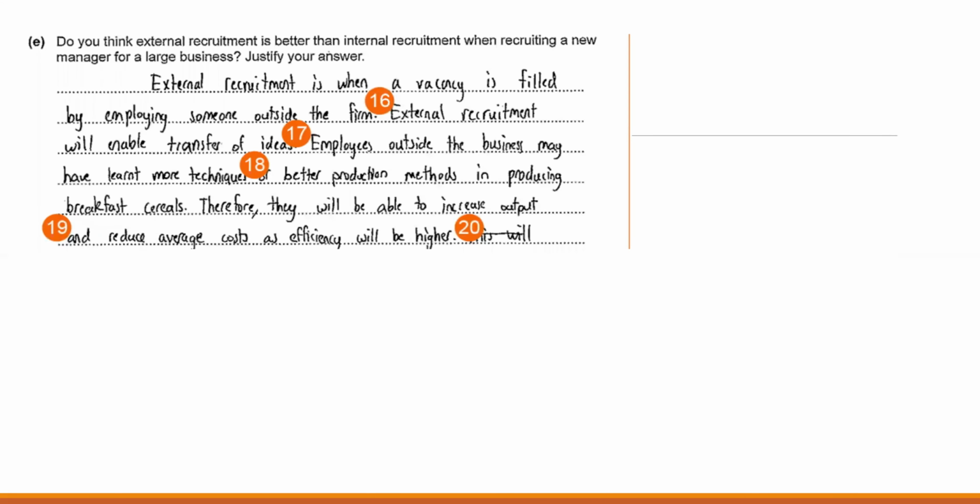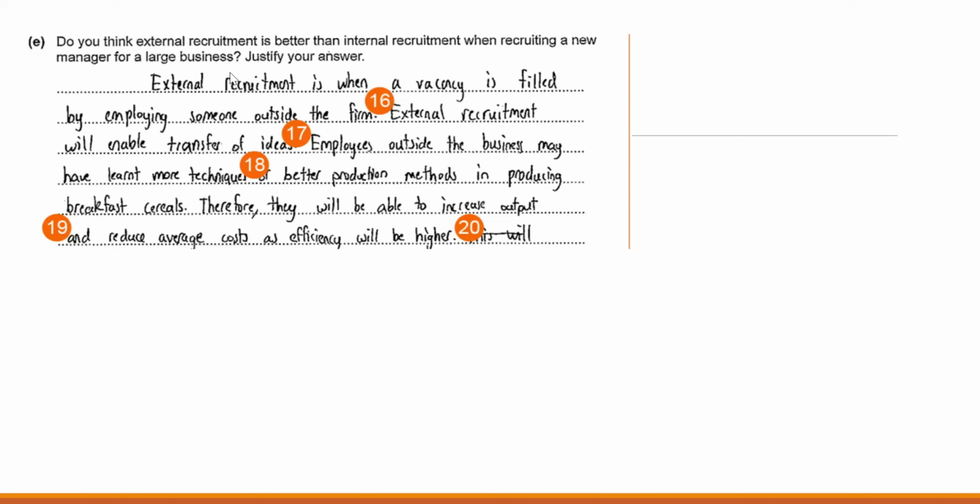Now, let's look at part E. Now, this is very important. Even though part E does not have any application anymore, what does it have? Do you think external recruitment is better than internal recruitment when recruiting a new manager for a large business? So a large business, yeah, sometimes it will be a manufacturing business, sometimes a retail business, and many times they will just say generally business. If they only say business, then you don't have to worry about it. But if they mention something with the business, then make sure you include that.